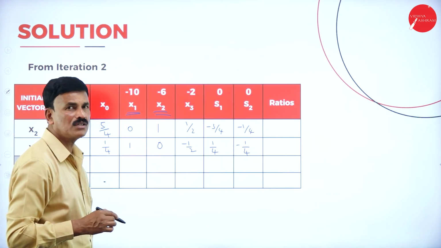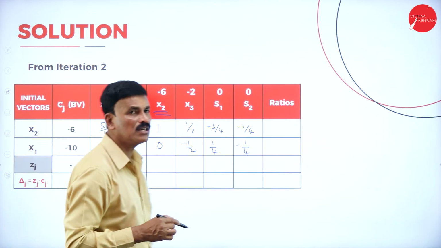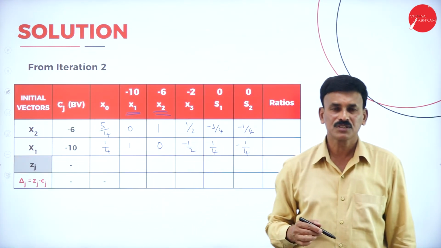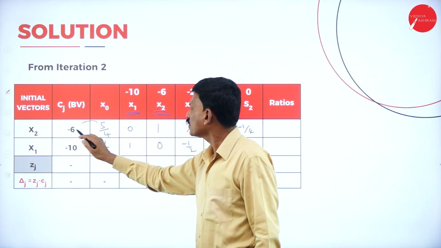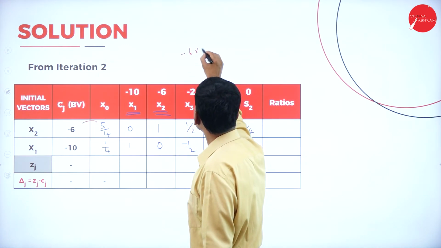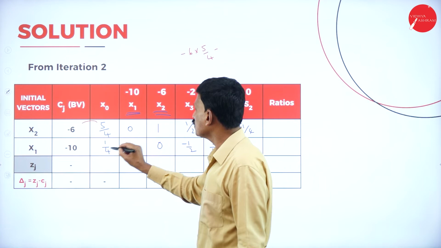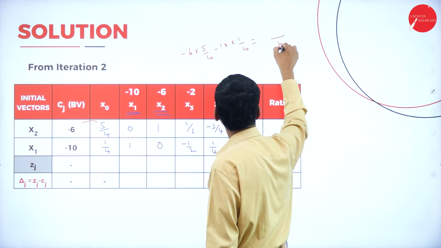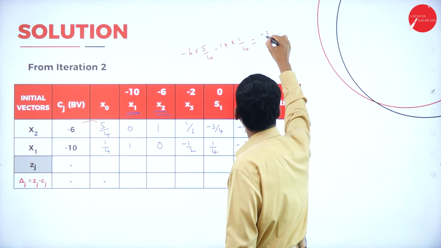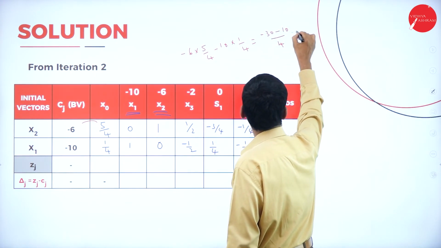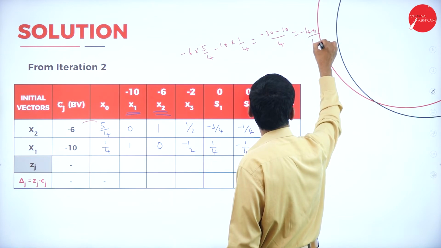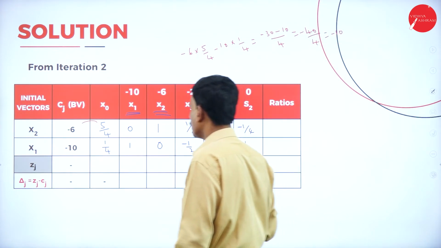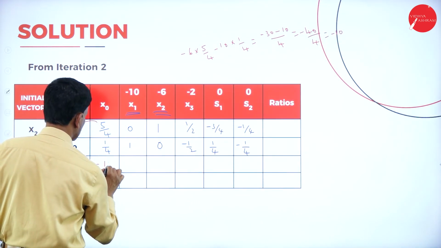So these are the values. Now, as usual, find out the value of delta J. Multiply these two: minus 6 into 5 by 4 plus minus 10 into 1 by 4. Take LCM, 4 is the LCM. 6 5s are 30, minus 10, minus 40 divided by 4 is minus 10. So the first value here is minus 10.